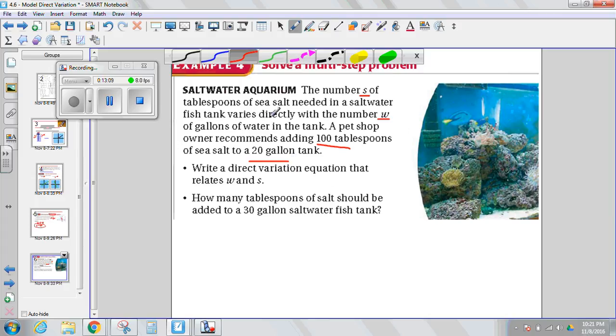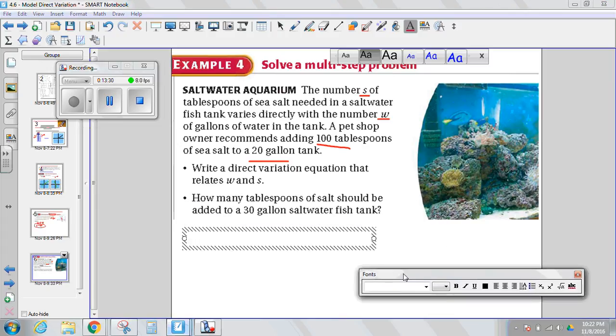So what we're missing here is our constant of variation. We know that we have W, our gallons of water, and we have S, our tablespoons of sea salt. We need to solve for that A. All right, so to answer that first question, we need to set up an equation that relates salt and water.